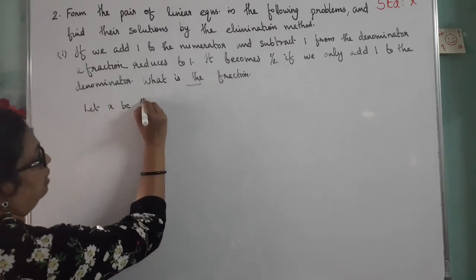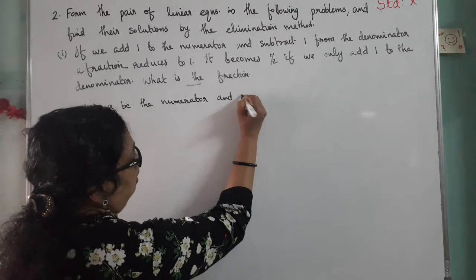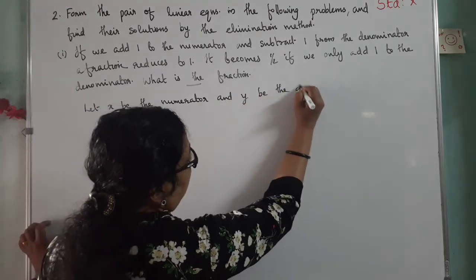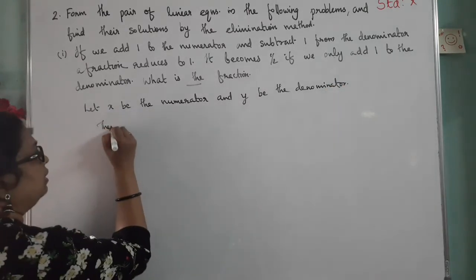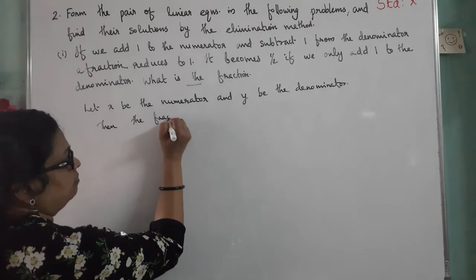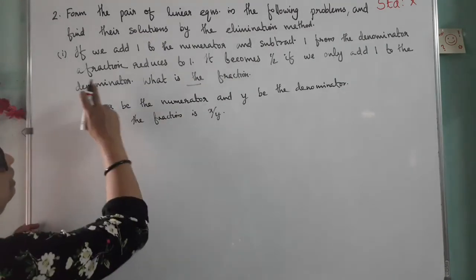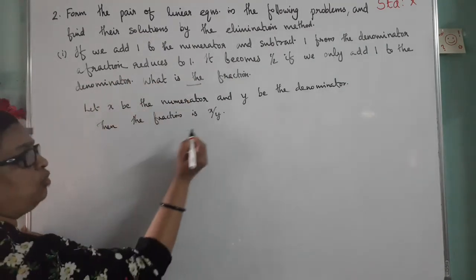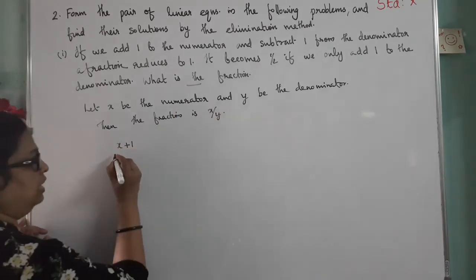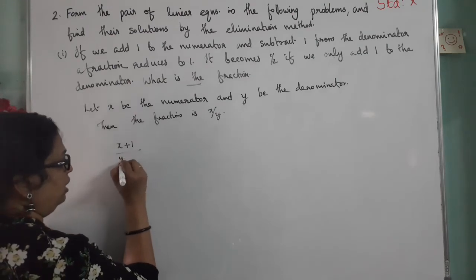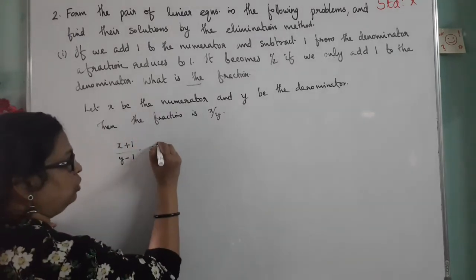x be the numerator and y be the denominator. Then the fraction is x by y. Then if we add 1 to the numerator, that is x plus 1, and subtract 1 from the denominator, that is y minus 1, then the fraction reduces to 1, that is equal to 1.